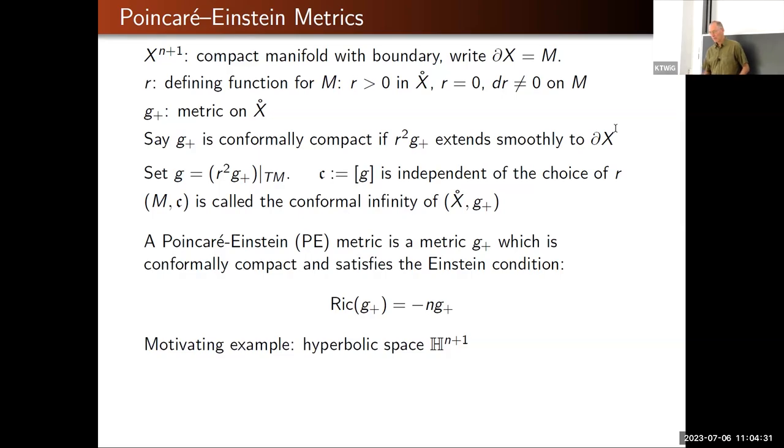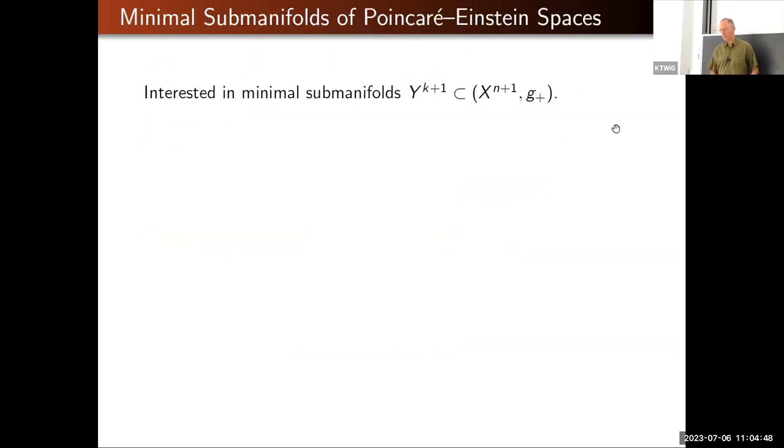The motivating example is hyperbolic space, where the Poincaré metric on the ball has this form, which clearly satisfies these conditions. Okay, so that's a Poincaré-Einstein metric. The next thing in my title was minimal submanifolds. We're interested in submanifolds of one of these Poincaré-Einstein spaces, of arbitrary dimension. The dimension will be at least two, but I'll call the dimension k plus one.